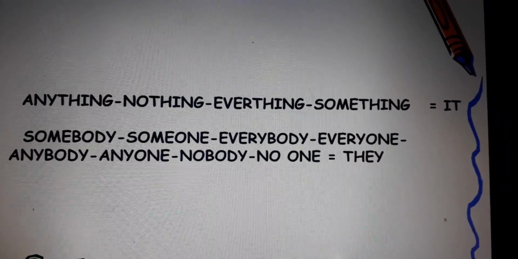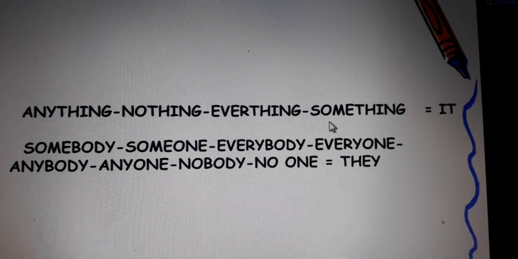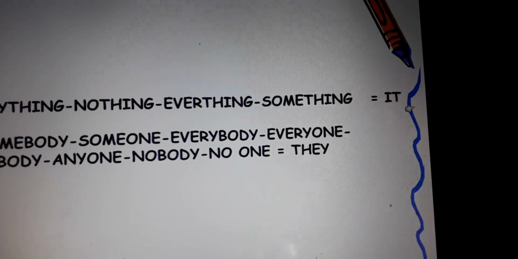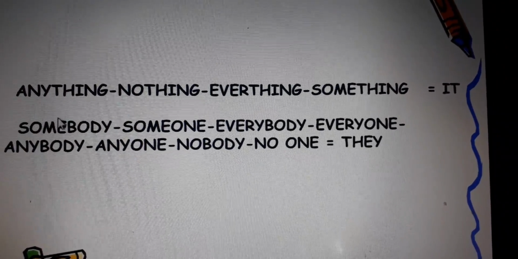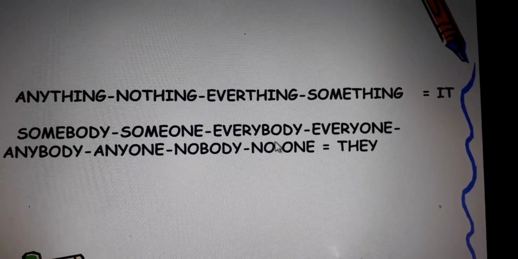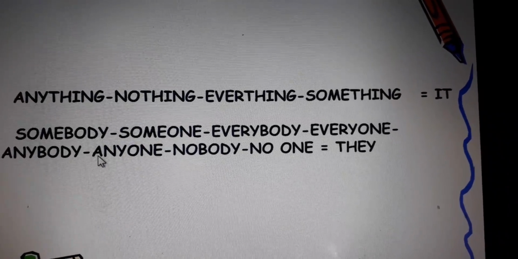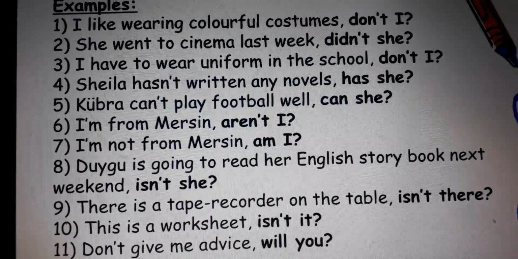One more thing: for anything, nothing, everything, something, we are going to use it as a pronoun. And for somebody, someone, everybody, everyone, anybody, anyone, nobody, no one, if the sentence starts with one of these as the subject, we are going to use they as a pronoun.